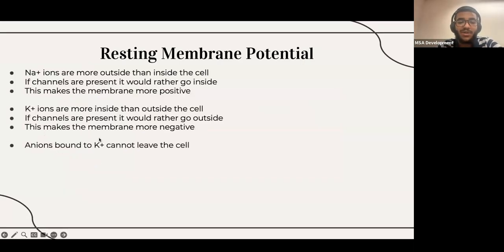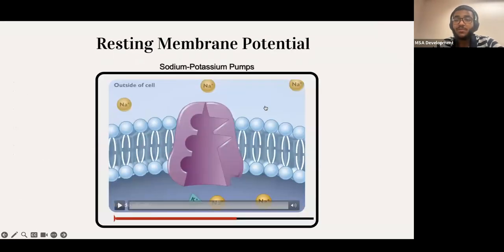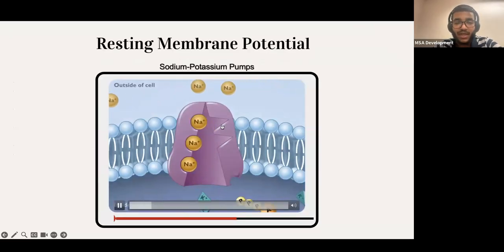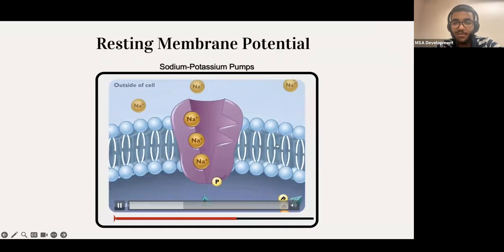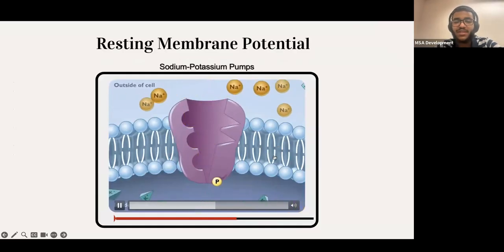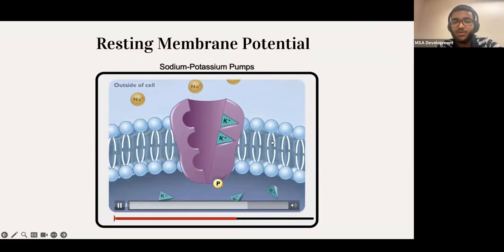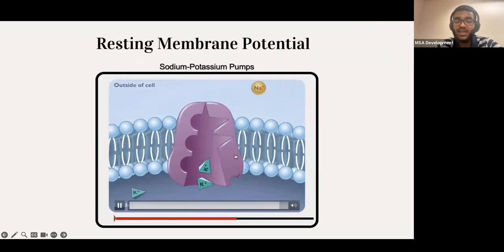So an anion bound to K plus that cannot leave the cell makes the membrane more negative. And let's talk about a third thing establishing the membrane potential. This is the sodium potassium pump, or Na plus K plus ATPase. This is an extremely important channel that you will be dealing with all the time. So I really recommend you get familiar with it.